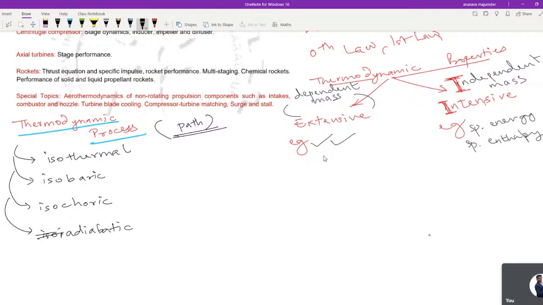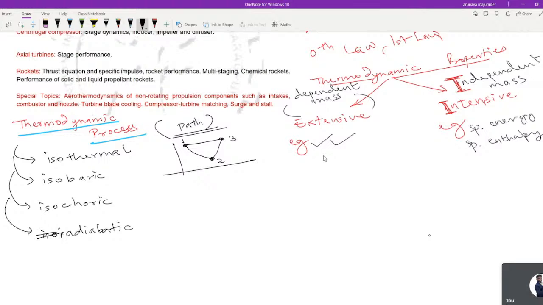Now, if I combine more than two of these, from one state to another state using certain processes, that is called a path. From one point to another point it is changing. If I say from 1 to 2 a fluid is changing its property, what is the process behind it? From 2 to 3, what is the process behind it? From 3 to 1, what is the process? And combined, 1 to 2, 2 to 3, and 3 to 1 becomes a cycle.